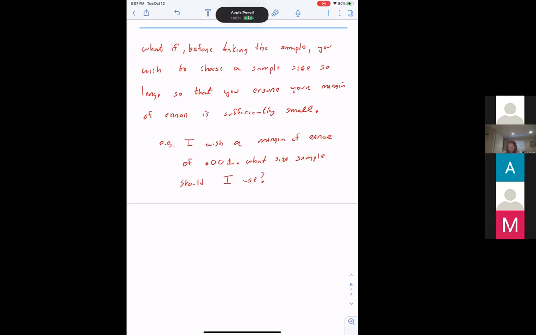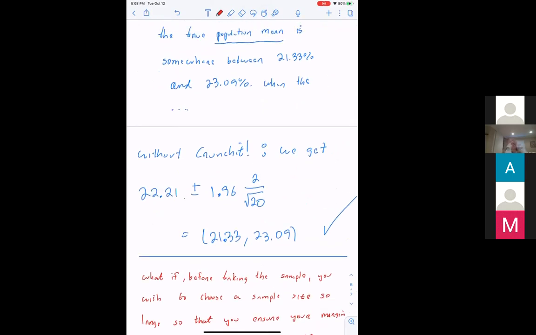Okay, so you're about to take a sample. And before you do, you say, wait. I don't know what my margin of error is going to be, but I want to make sure that it's not big. I want to make sure my margin of error is really small, 0.001. In fact, let's look at the last problem. What was the margin of error for the last problem, by the way? What did we get in the last example? What did the math give us? What's our margin of error? 0.88. That's a pretty large margin of error compared to 0.001, right? So n equals 20 got me a margin of error of 0.88.